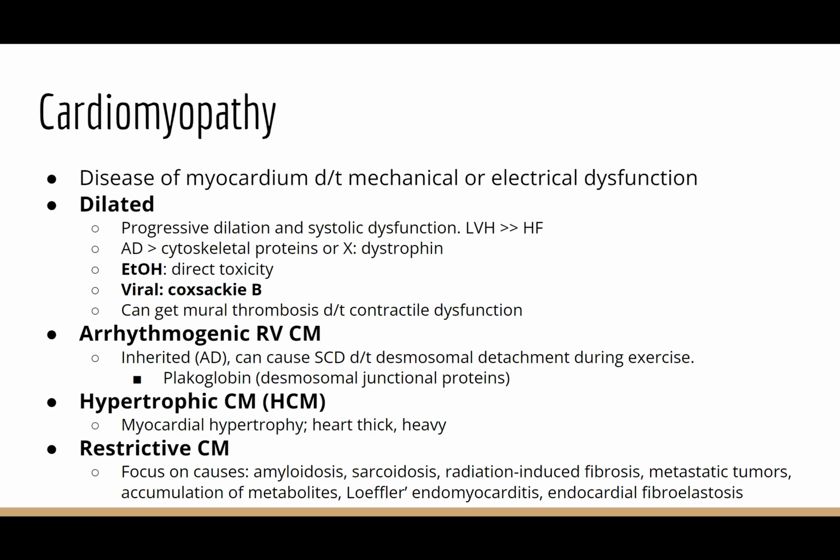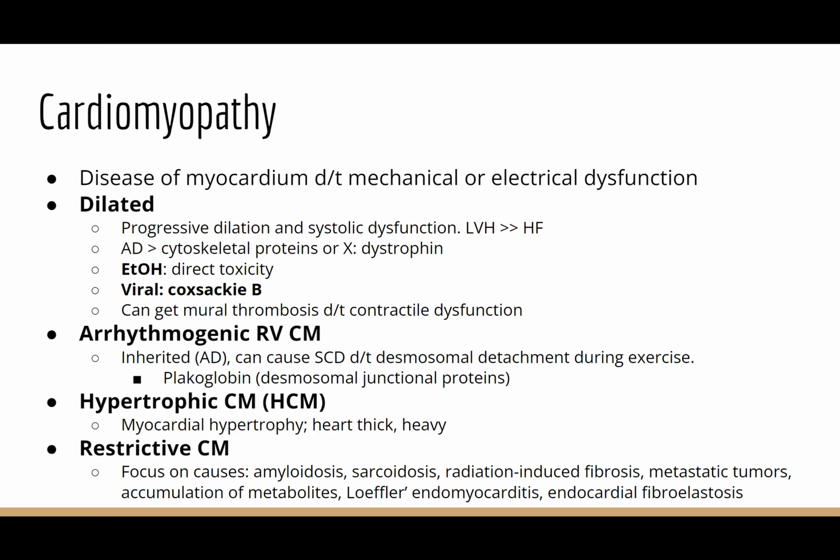So progressive dilation, and if you have dilation, you're also going to get systolic dysfunction. So you have left ventricular hypertrophy. Again, if you have hypertrophy, that's a compensation over time. You're going to get decompensation. You can get heart failure. So this is an autosomal dominant inheritance pattern. You can get mutations in the cytoskeletal proteins, or it can be X-linked, with mutations in dystrophin.